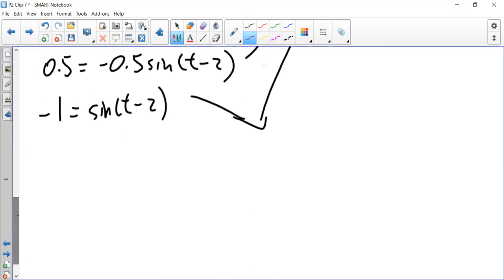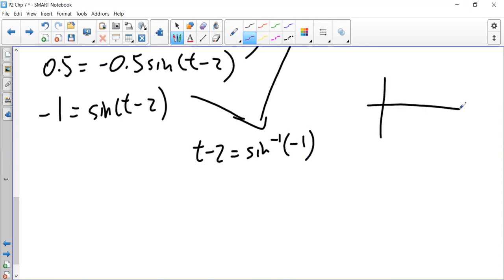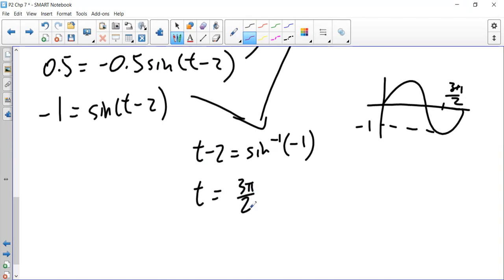So first of all we do inverse sine of minus 1. To do arcsine of minus 1, you have to use the sine graph. When sine is minus 1, that's when the angle is 3 pi over 2. Therefore, t minus 2 equals 3 pi over 2. But because of the minus 2, we might also need to think about the previous answer, which is negative pi over 2.